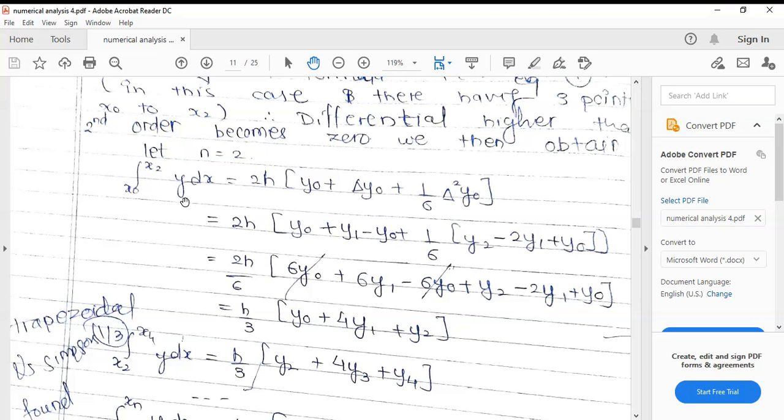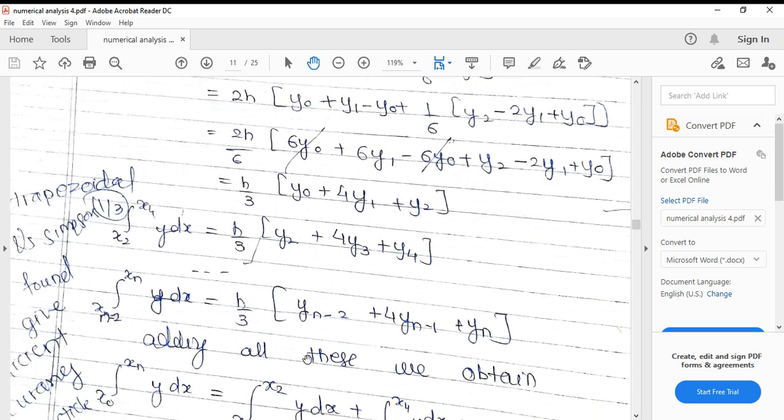Put n equal to 2, that is, wherever you have n, put n equal to 2. So here the integration will be from x naught to x2: 2h times (y naught plus delta y naught plus 1 by 6 delta square y naught). After doing some calculations, taking the LCM 6 outside and keeping 2h as it is, we will get the formula h by 3 times (y naught plus 4 y1 plus y2).